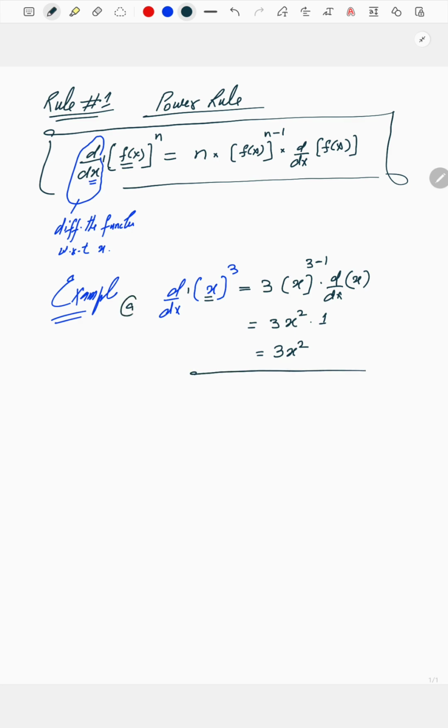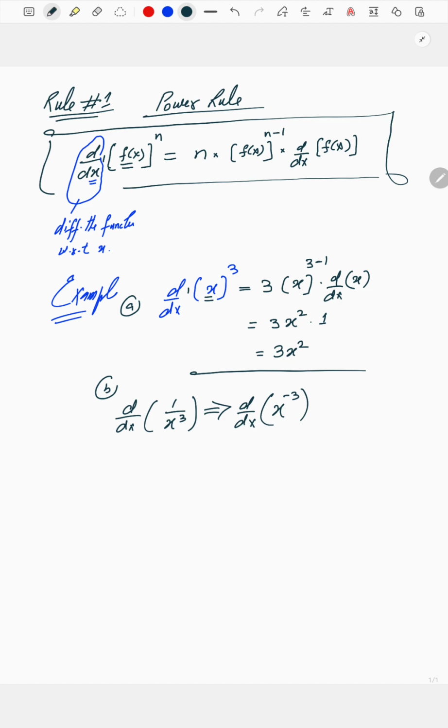Take another example. If you have d by dx of 1 over x power 3. Here you can see the variable is in the denominator with the power. So first you need to apply the rules of indices that you have done in O-level classes. So bring it to the numerator. You will keep writing d by dx of x power minus 3. We will keep writing d by dx until we start the differentiation.